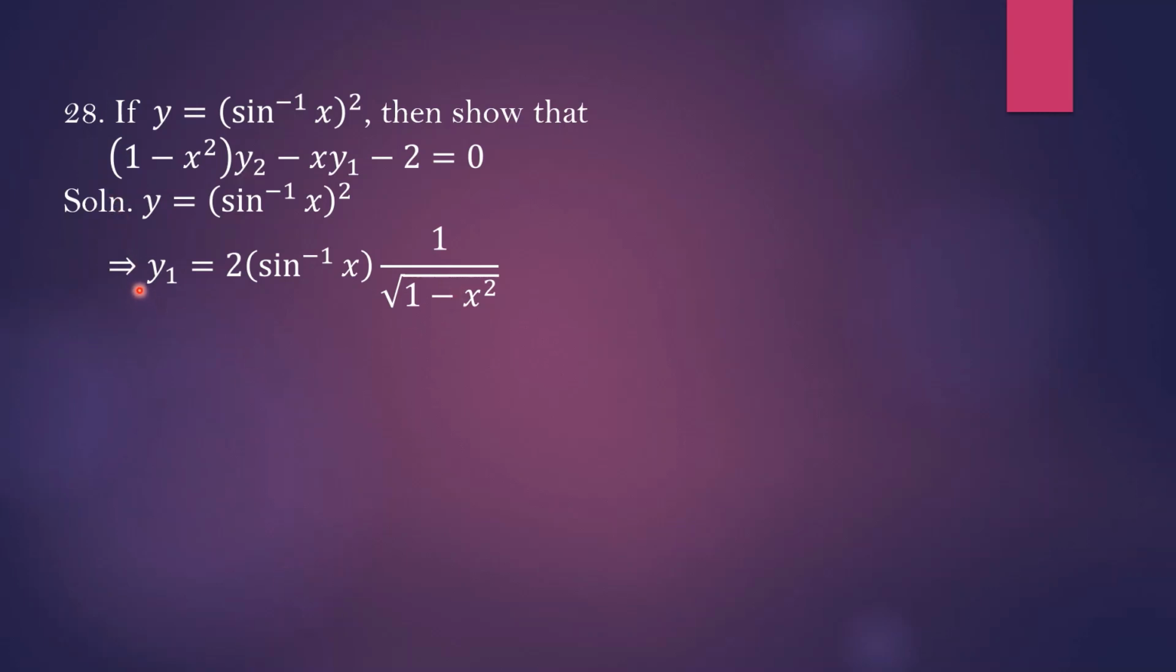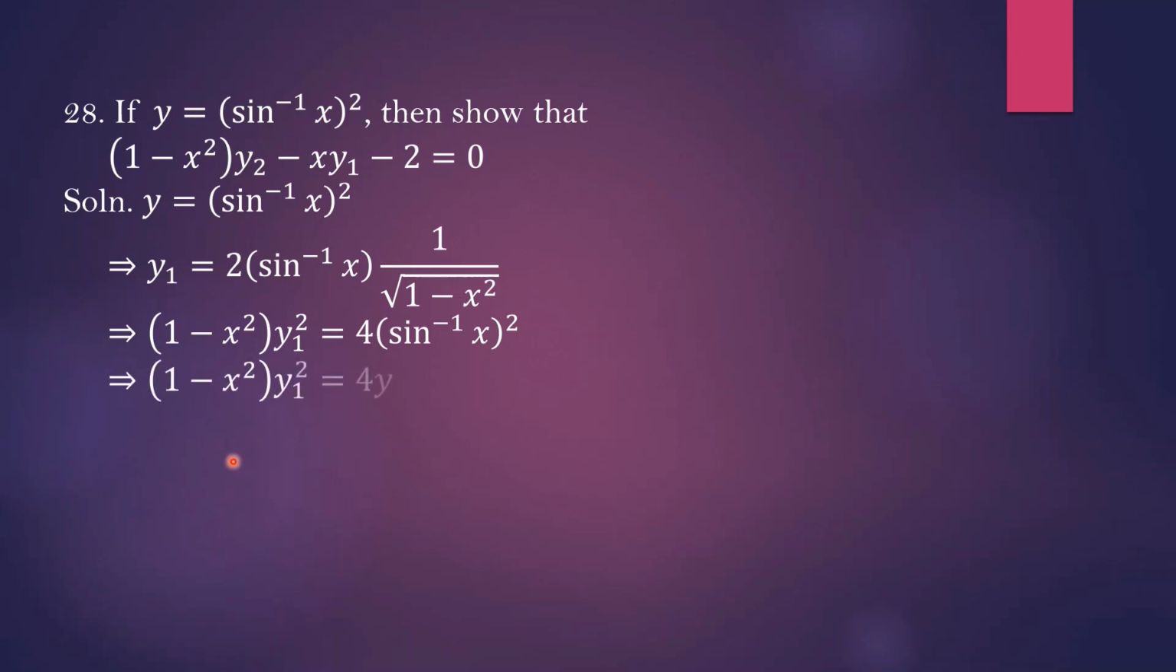So making whole square and taking cross product, this one with y1. So 1 minus x square into y1 square is equal to 4 sin inverse x whole square, and then sin inverse x whole square is equal to y, we replace it, 1 minus x square, y1 square is equal to 4y.